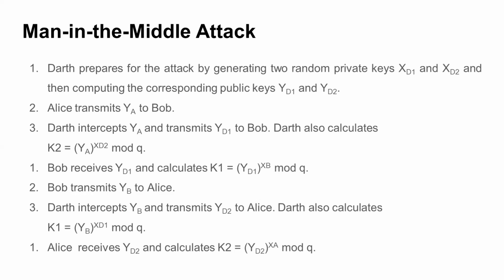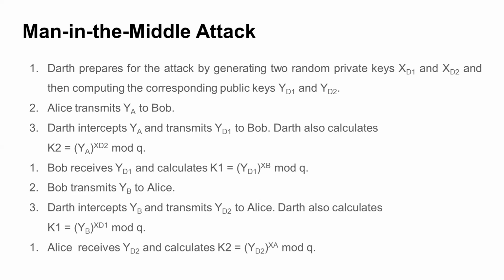Alice transmits YA to Bob. Darth intercepts YA and transmits YD1 to Bob. Darth also calculates K2 equal to YA to the power XD2 mod Q. Here this one. This is man in the middle attack. The next is Bob receives YD1 and calculates K1 equal to YD1 to the power XB mod Q.